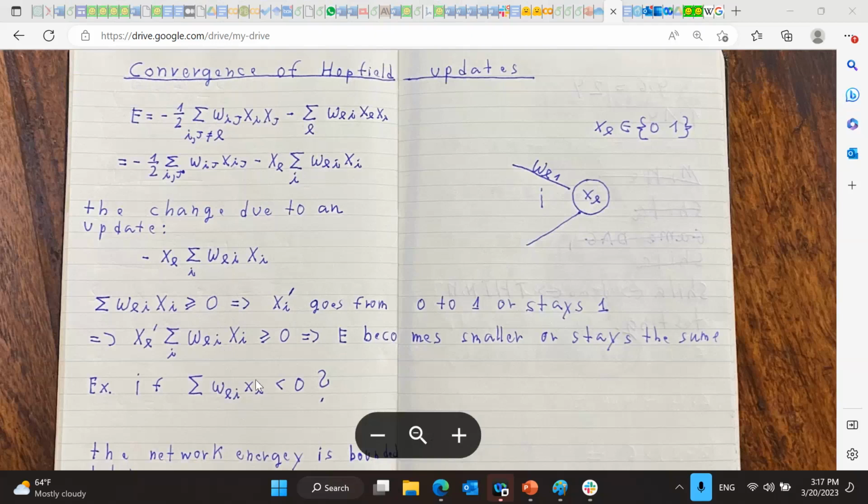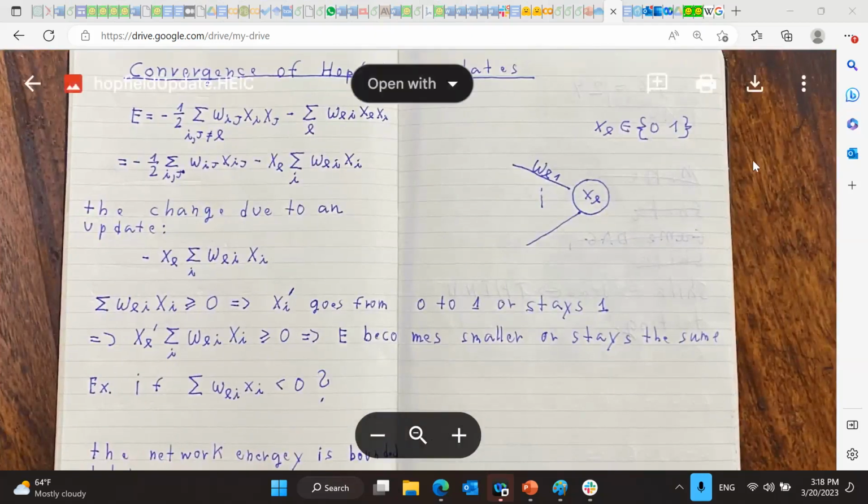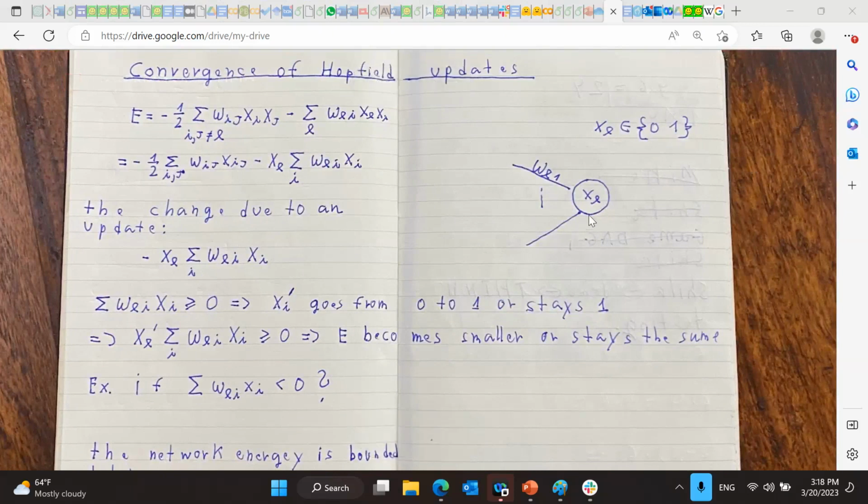Same case if the sense at the entrance to the neuron I picked is less than 0. Same analysis. Again, the energy will go down. So what we see is that the energy is going down at each update. In addition, the number of states in the network is finite.